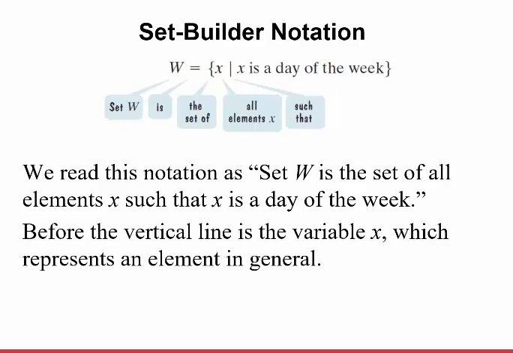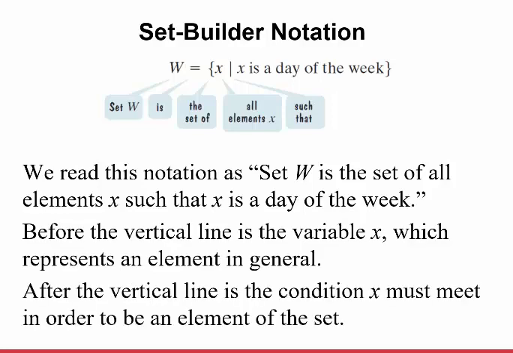So before the vertical line is the variable x, which generally represents an element, just a general element x. And after the vertical line is the condition x must meet in order to be an element of this set. So I know x, but it's only included in this set if it meets these conditions right here.